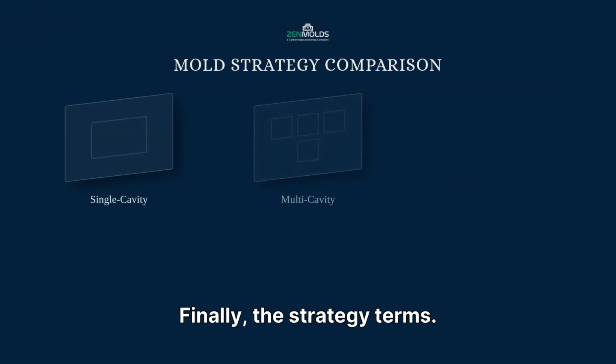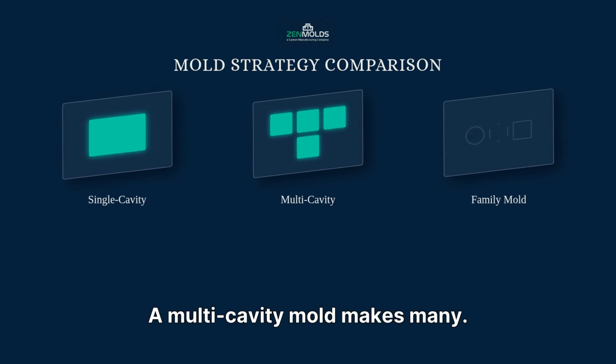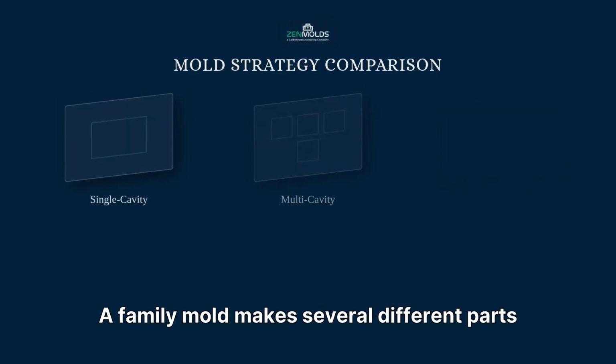Finally, the strategy terms. A single cavity mold makes one part per shot. A multi-cavity mold makes many. A family mold makes several different parts together.